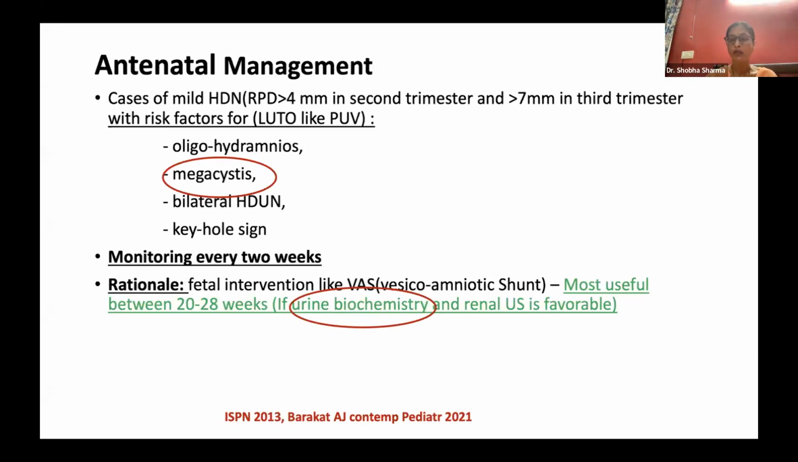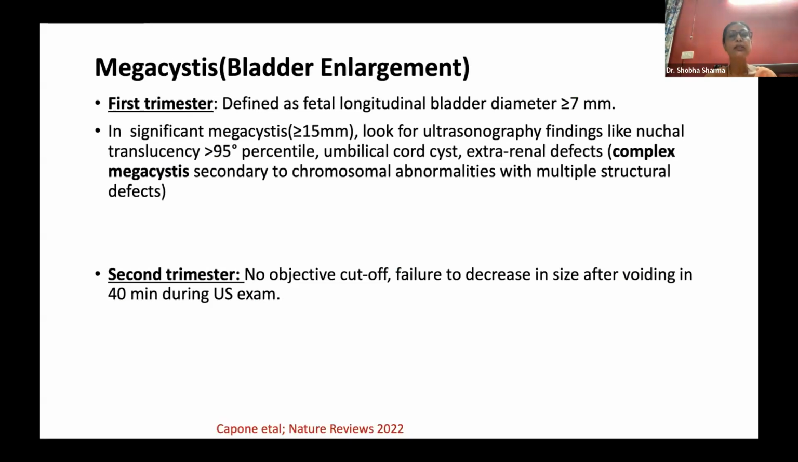Now, what do we mean by megacystis? Just a slide about that for postgraduates. Megacystis is bladder enlargement in a very simplified manner, but the objective criteria has been given only for the first trimester, and it is when the fetal longitudinal bladder diameter is more than or equal to 7 millimeter, and it is a very important risk factor for presence or suspicion of lower urinary tract obstruction. So whenever we have this megacystis, we have a suspicion of lower urinary tract obstruction. That's why it is important to look for it. And if it is more than 15 millimeter, it is definitely highly suggestive of lower urinary tract obstruction like PUV.